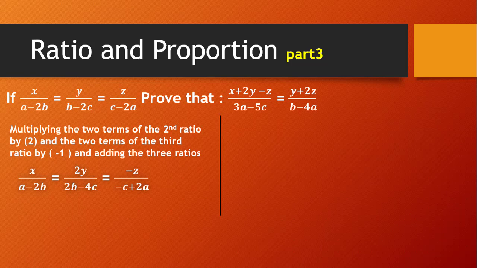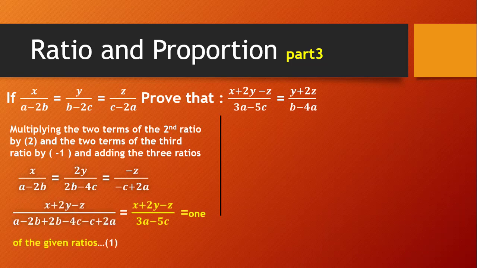Then I'll add them together, all of them together, because here I have x, y, and z. Okay, here x plus 2y minus z, and here we have a plus 2a, 3a, negative 2b positive 2b equals 0, and we still have negative 4c and negative 1c, negative 5c. Okay, here we have one of the given ratios, which is x plus 2y minus z over 3a minus 5c.